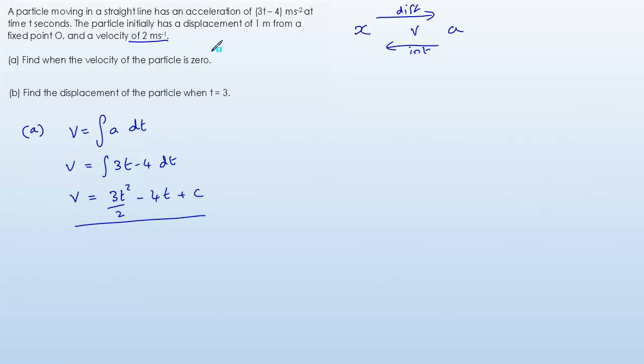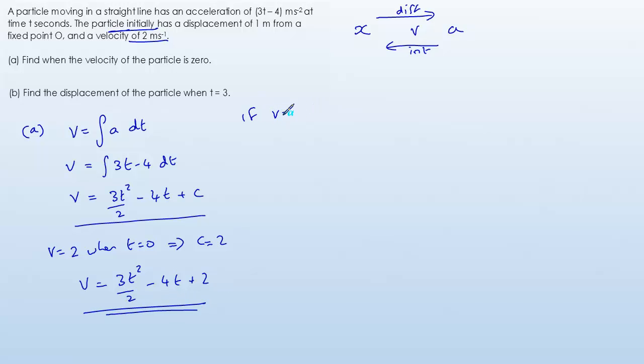Now we know that v is 2 when t is 0. So v equals 2 when t equals 0. If we substitute those in, that means that c equals 2. So v is equal to 3t squared over 2 minus 4t plus 2.